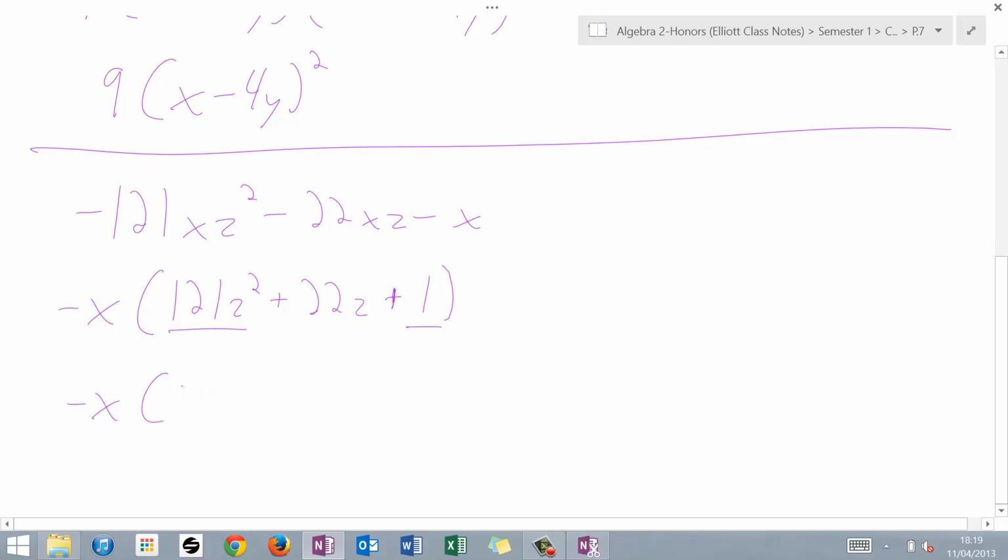So I'm going to factor this as (11z plus 1) quantity squared. I'm going to go ahead and write the squared. And just check that 2 times 11z times 1 is the middle term, which it is.